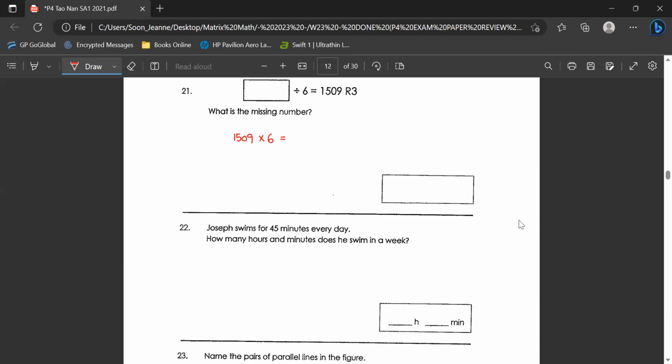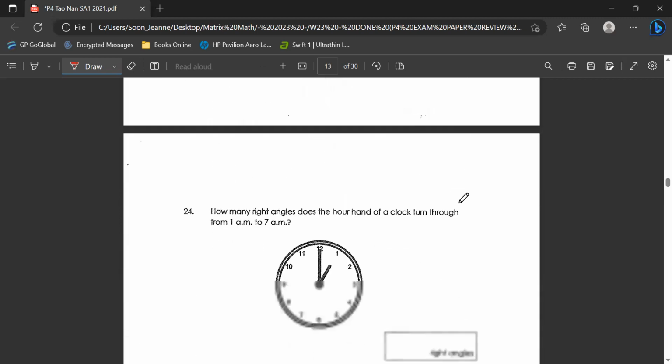So first step, I will take 1509 times 6. Work it out, you will get 9054. Don't forget there's another remainder of 3 to add in. So 9054 plus 3. Answer is 9057. Because the actual total here must have the remainder 3 added inside. That's why the last step will be 9054 plus 3. So the answer is 9057.